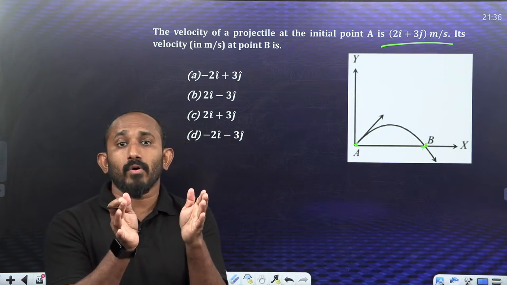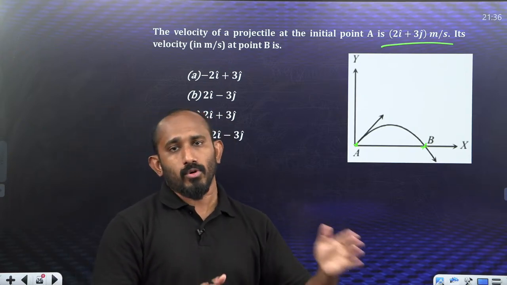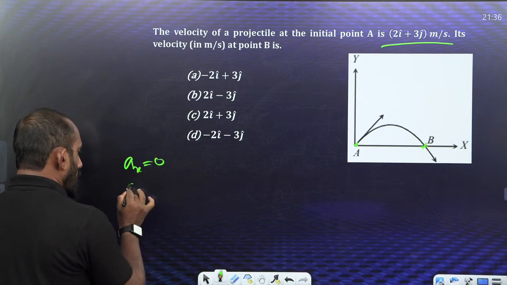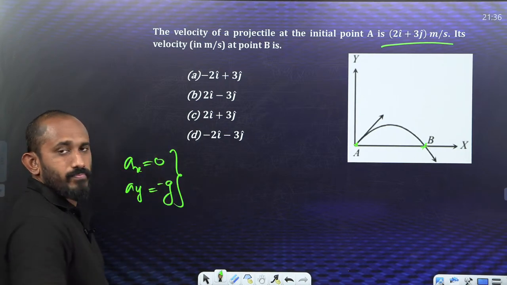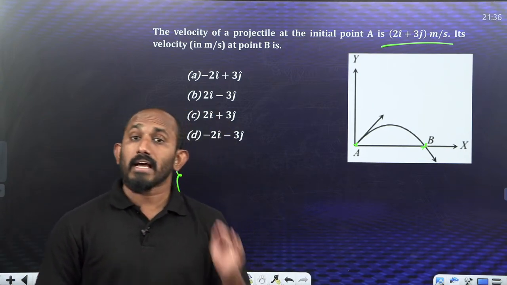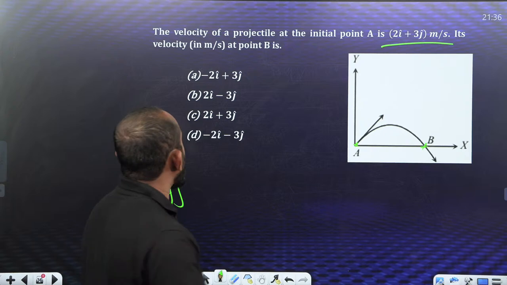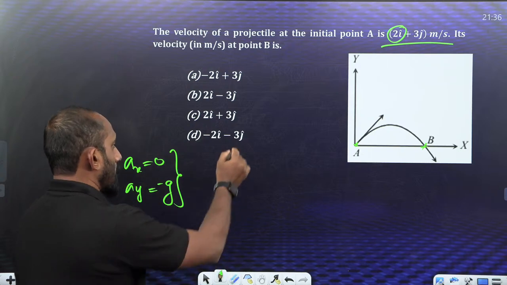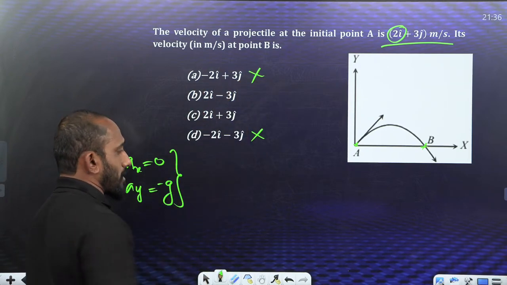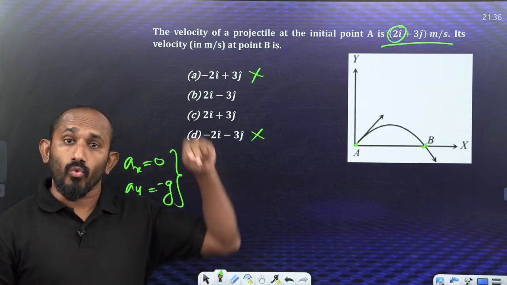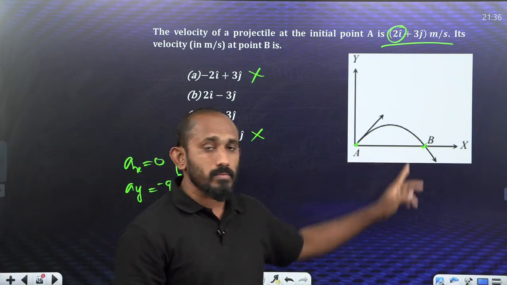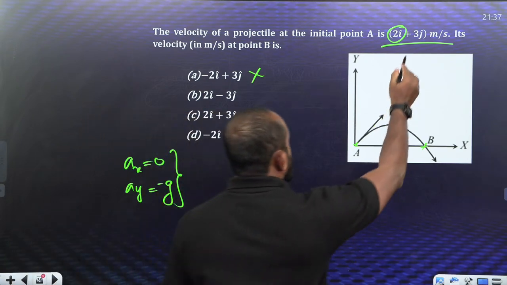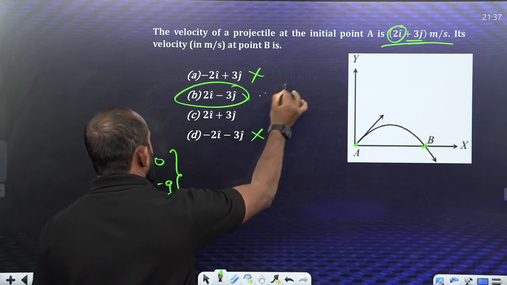That means the x component of the velocity will remain the same throughout the motion. Ax is equal to 0 and Ay is equal to negative g. As acceleration along the x component is 0, the x component of the velocity always remains the same. So here we have the velocity 2i plus 3j. This 2i will remain the same throughout the motion. No change in 2i. So D cannot be the answer, A cannot be the answer, because minus 2i came. Now acceleration is along the y axis, in the negative direction, downward. So the y component of the velocity will just invert. Here we have positive 3j, it will become negative 3j. So option B is the correct answer.